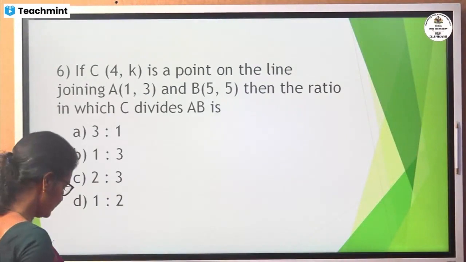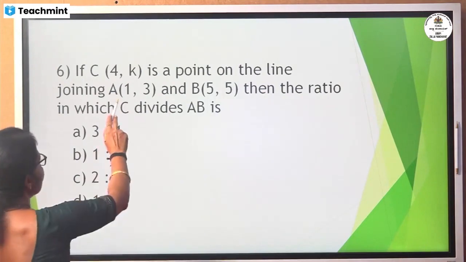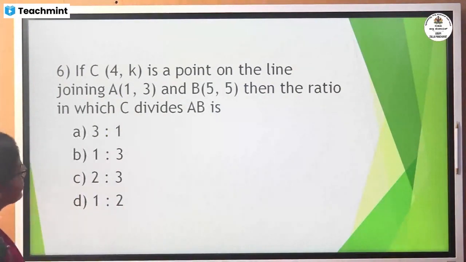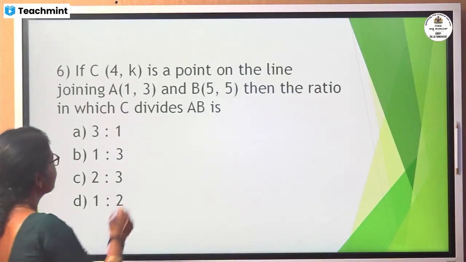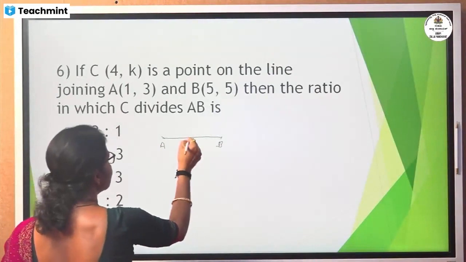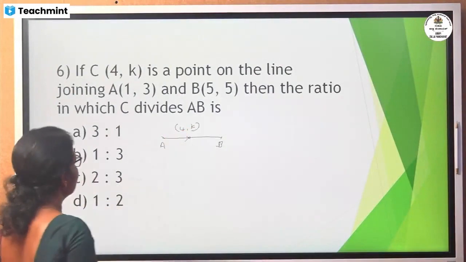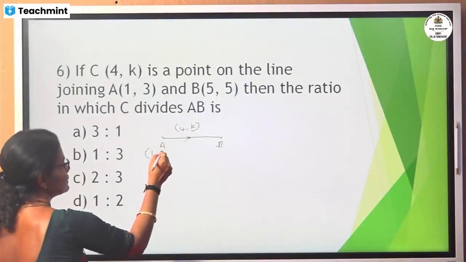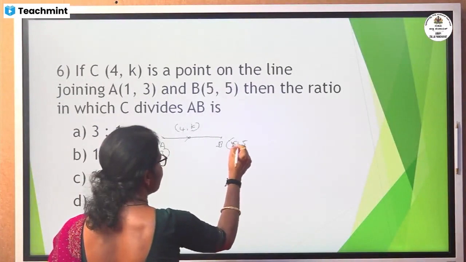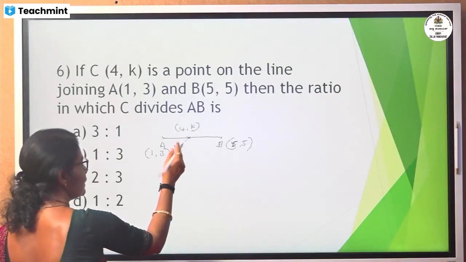Next question. If C is (4, K), a point on the line joining A (1, 3) and B (5, 5), then find the ratio in which C divides AB. If you consider a line AB like this, A and B, C is the point of section. Coordinates of C are given, that is (4, K). Coordinates of A are given, that is (1, 3). B also given, that is (5, 5). Suppose the ratio is considered to be K is to 1, or M is to 1, whatever it is.